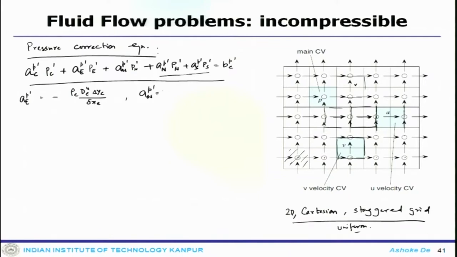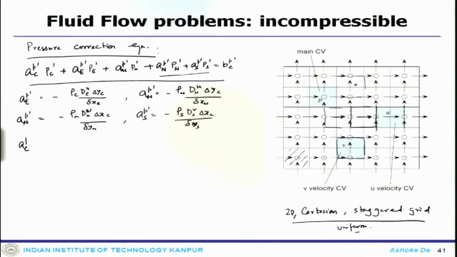AW P prime equals minus rho W DW U delta Y C divided by delta X W. AN P prime equals minus rho N DN V delta X C by delta Y N, and AS P prime equals minus rho S DS V delta X C divided by delta Y S.